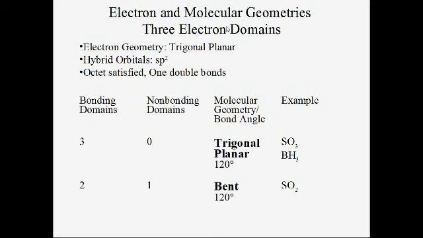If we have 3 electron domains, if they're all bonding domains, we have a trigonal planar molecule, bond angle of 120 degrees. If we have 2 bonding domains and 1 lone pair, it's going to be a bent molecule with bond angle being less than 120 degrees.